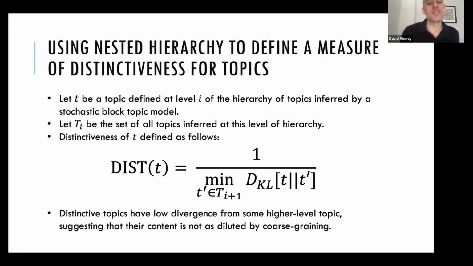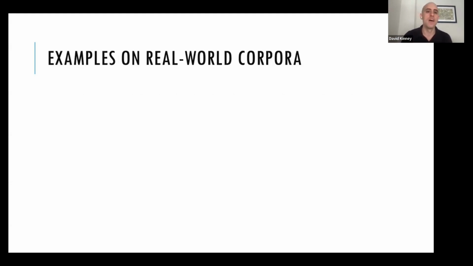And so just to summarize, what is a distinctive topic? Well, it's a topic that has low divergence from some higher level topic, suggesting that its content is not diluted by coarse graining. That's how we're operationalizing this idea of the distinctiveness of a topic.